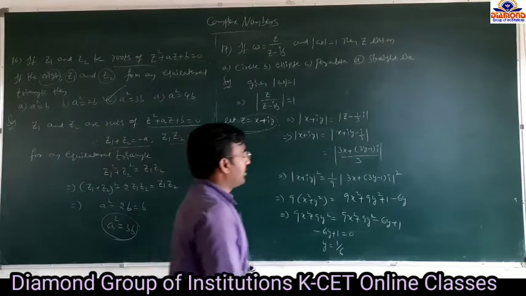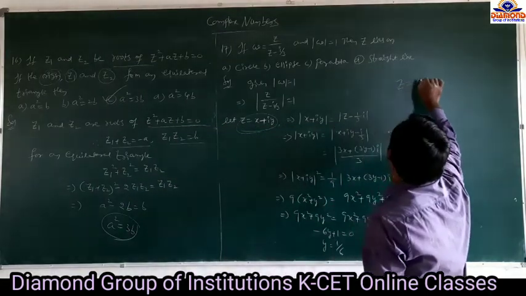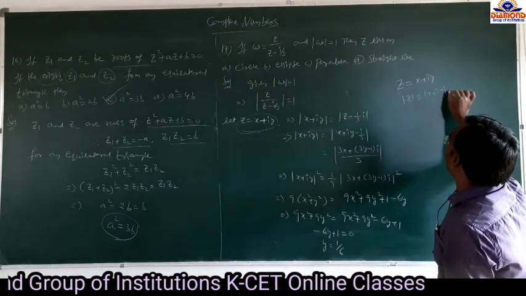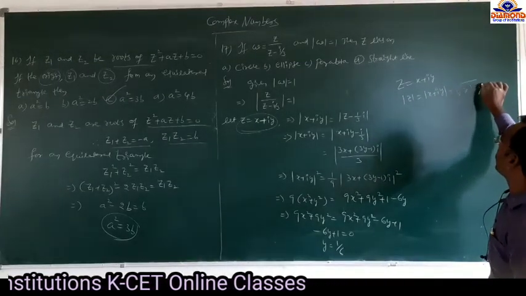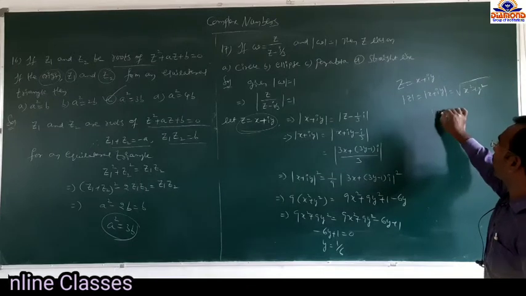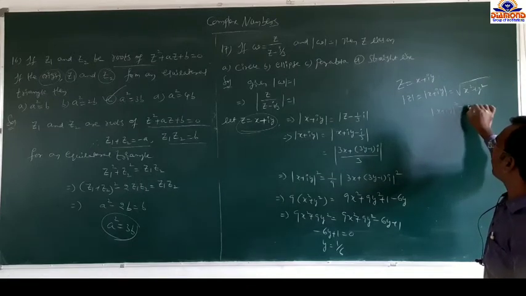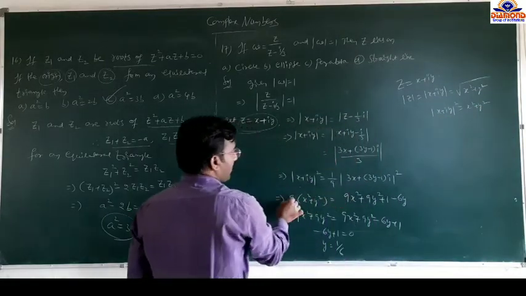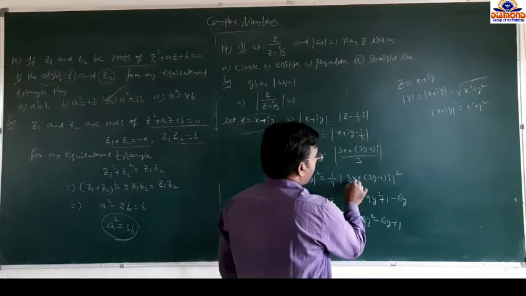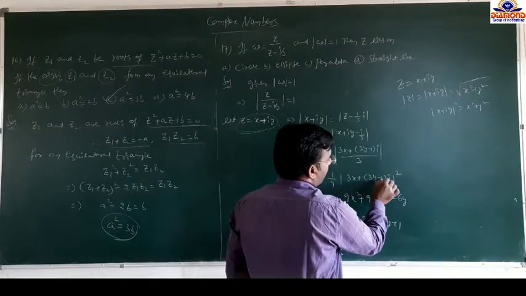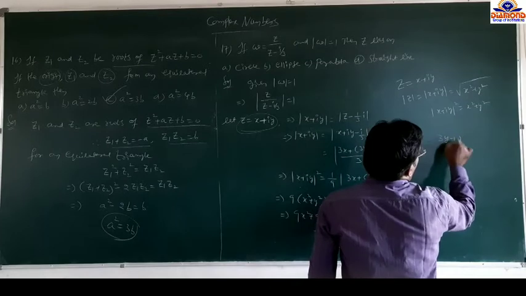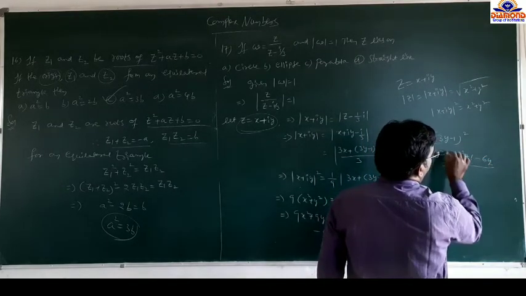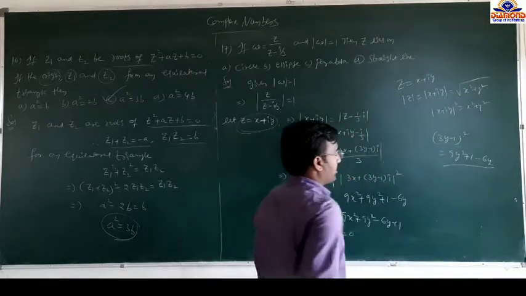Now generally, how to calculate mod z if z equal to x plus iy? Mod z is nothing but modulus of x plus iy, which is root over x square plus y square. So modulus of x plus iy whole square is nothing but x square plus y square. So that's why you get x square plus y square. Here 9 is multiplying. So 3x whole square is 9x square. Next, 3y minus 1 whole square is nothing but 9y square plus 1 minus 6y, using the formula a square plus b square minus 2ab.